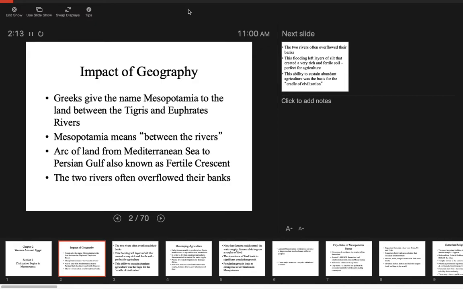They'll use their words to write all of these things down. This is an arc of land from the Mediterranean Sea to the Persian Gulf, known as the Fertile Crescent. So I'll try to draw it so it doesn't bother us.